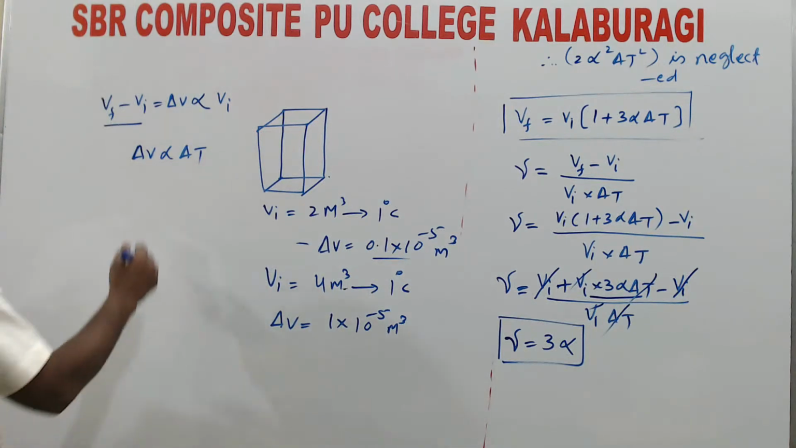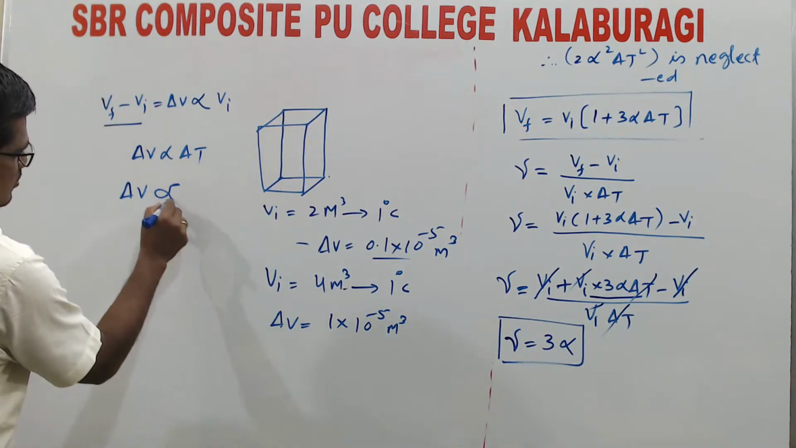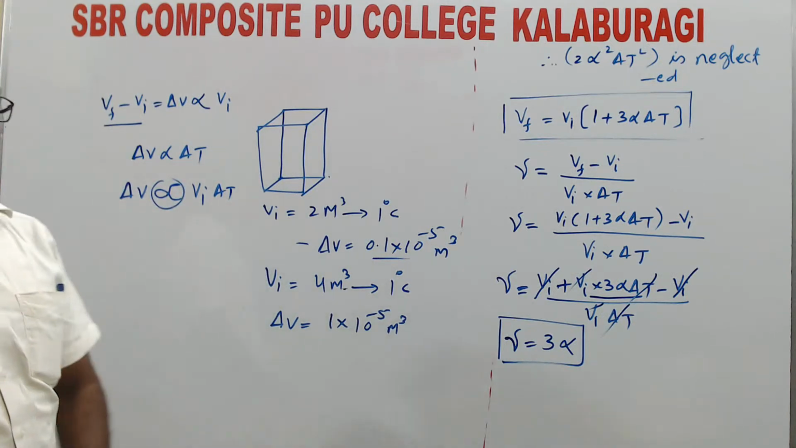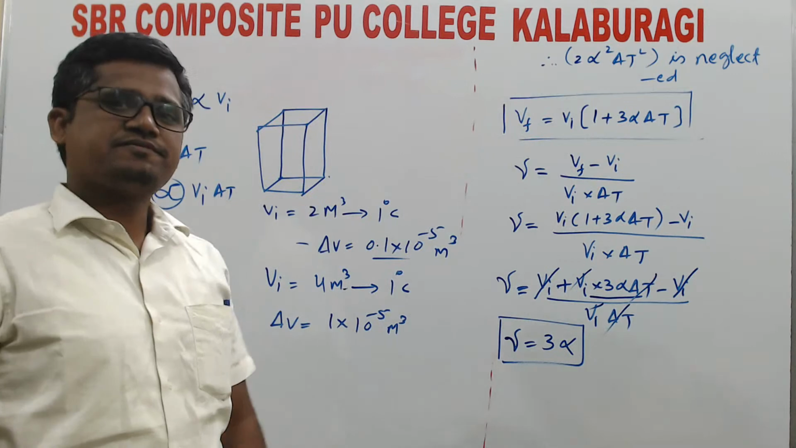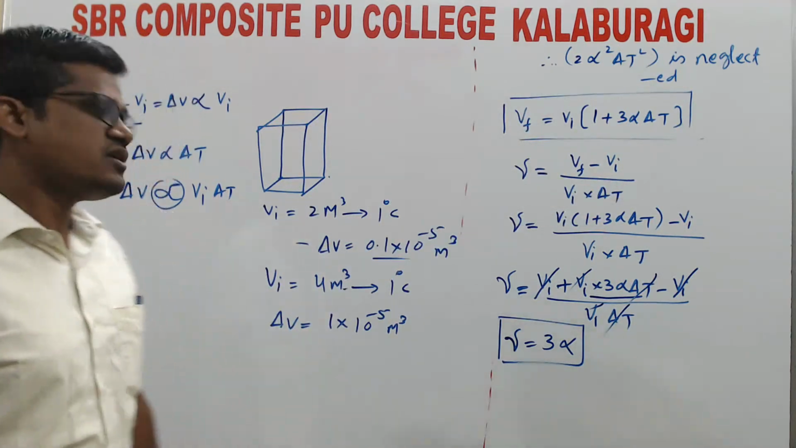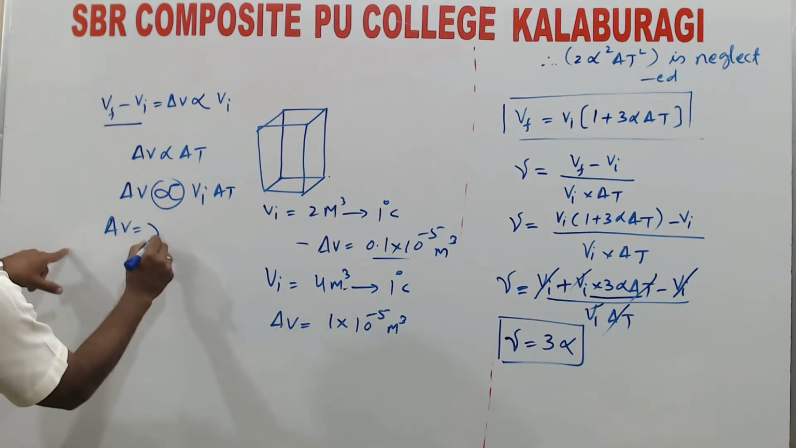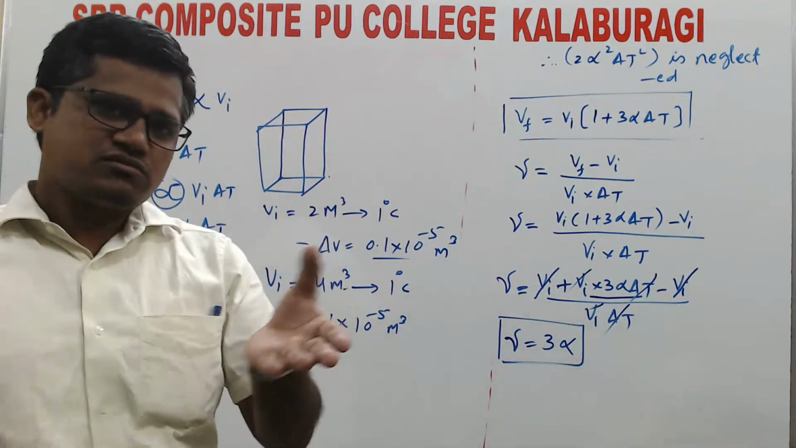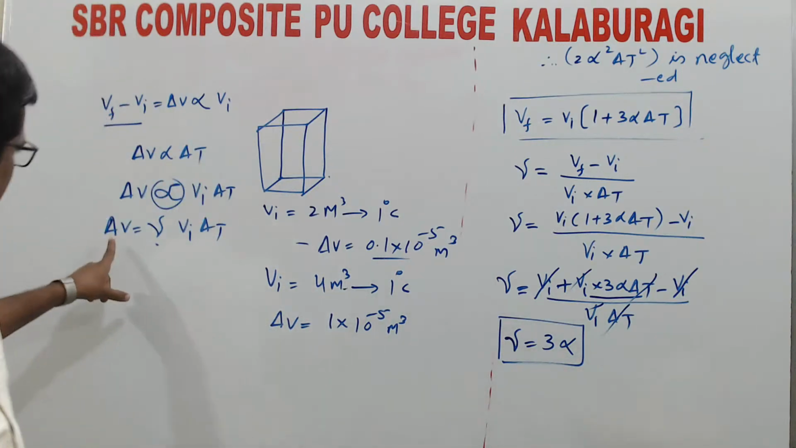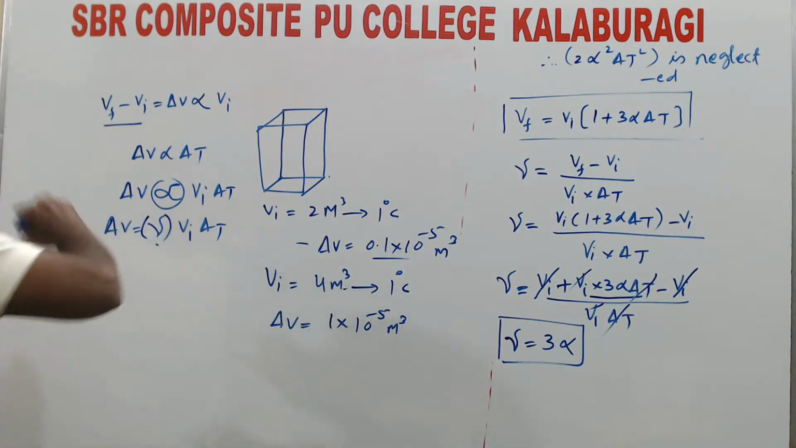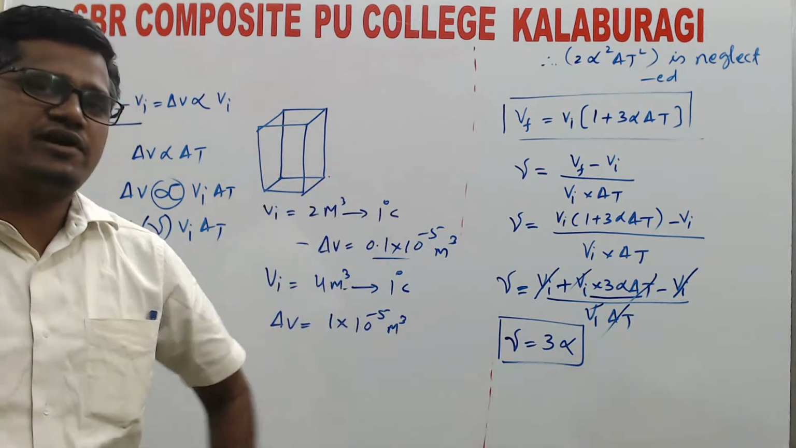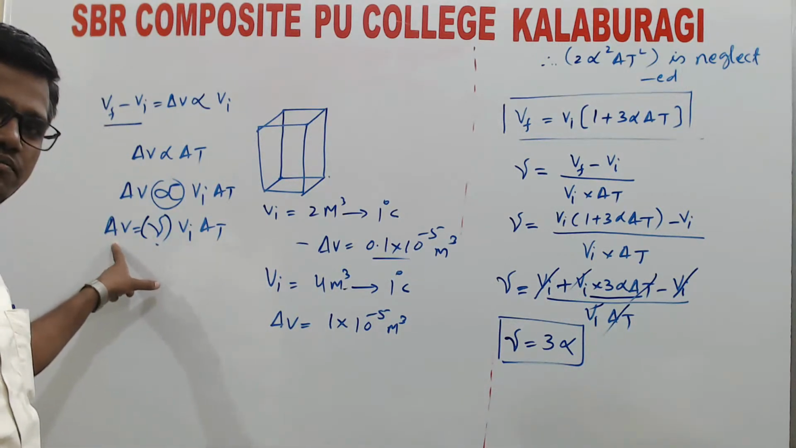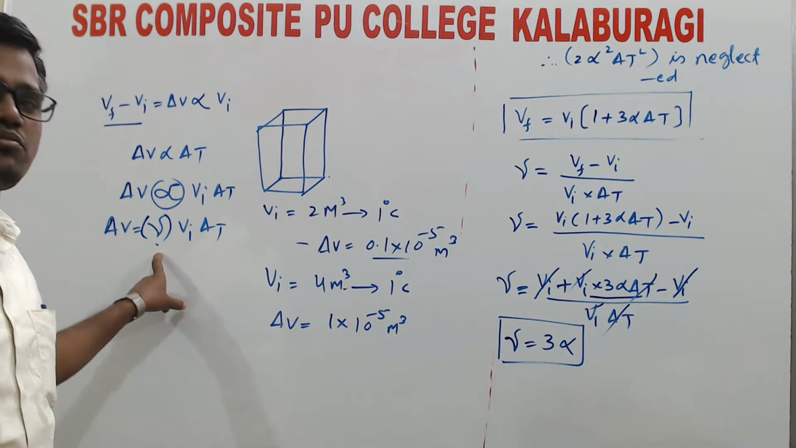So by combining this, increase in volume is directly proportional to original volume and increase in temperature. To remove this proportionality, you have to bring one more dependence, a constant. Here delta V equals gamma Vi delta T. What is this gamma? Delta V depends on one more thing, that is nature of material. Different materials will expand differently. So some material will expand more, some material will expand less.